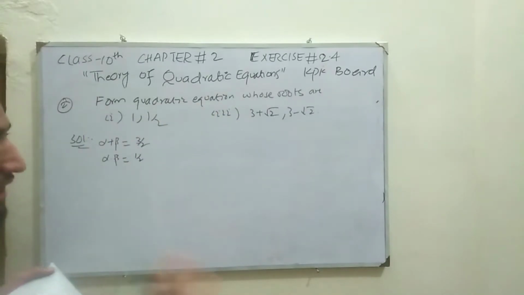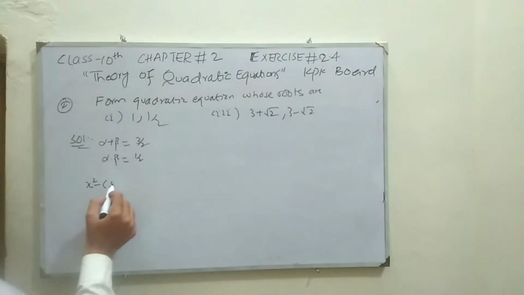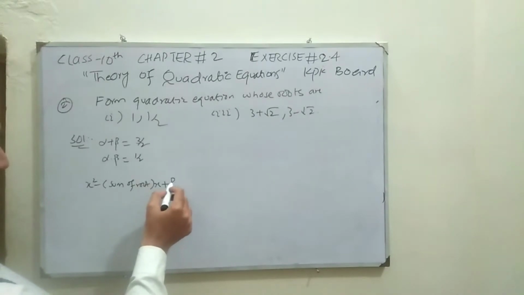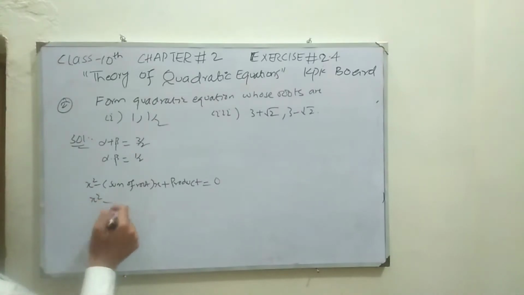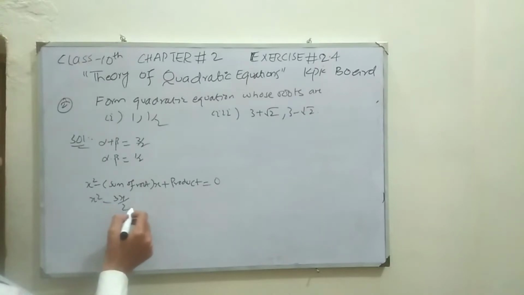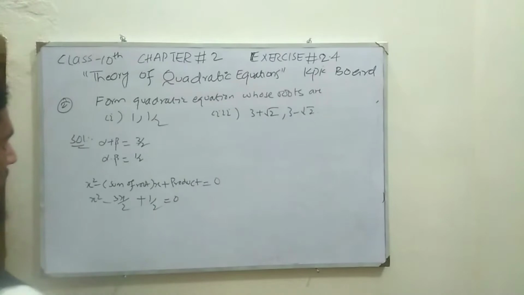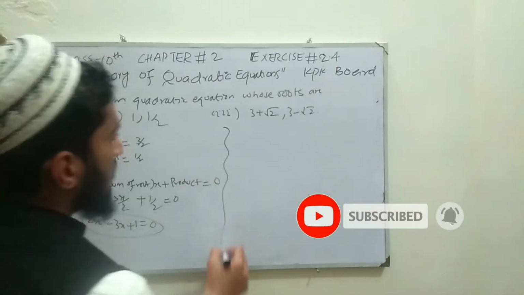Now we are going to make a quadratic equation. The formula for making a quadratic equation is x square minus sum of roots multiplied by x plus product of roots is equal to 0. So x square minus 3 over 2 times x, that is 3x over 2, plus product of roots 1 over 2 is equal to 0. Multiply 2 to both sides, so we are left with 2x square minus 3x plus 1 is equal to 0. So we have made the quadratic equation. Move to part 2.